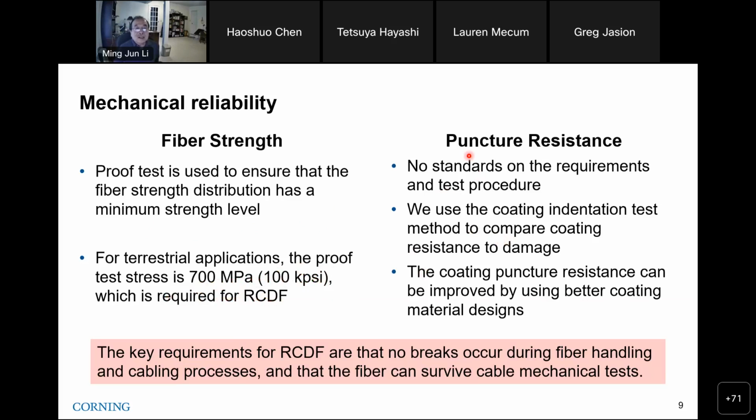Another aspect is the puncture resistance. When particles are applied to the coating, the particle can damage the coating, and if the particle touches the glass, it can cause damage. For puncture resistance, currently there are no industrial standards and test procedures. Internally, we use what we call a coating indentation test method. We use a sharp object to press against the coating to quantify the damage resistance. For puncture resistance, you can change the coating material to improve it.